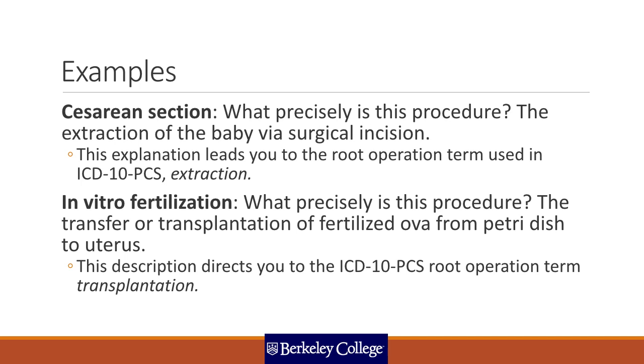And so what root operation term will you use for this? You got it, extraction. See, you're so smart. In vitro fertilization, what precisely is this procedure? Transfer or transplantation of a fertilized ova from a petri dish to the uterus. So you are transplanting an anatomical aspect, a fertilized ova, into an anatomical aspect, the uterus, and you get transplantation as the root operation term.